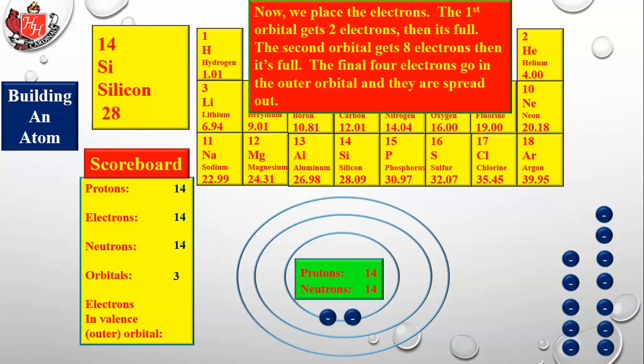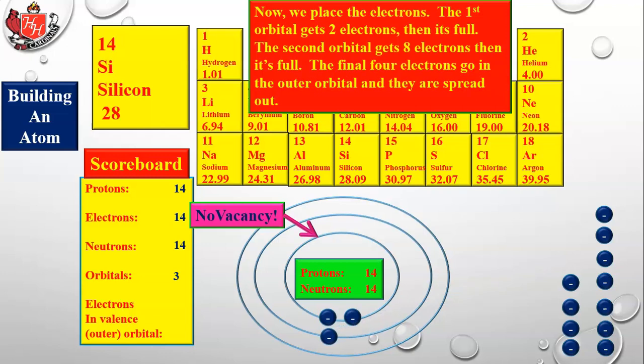Okay, so now we're ready for the second row. It can hold 8 electrons, so watch how I place them. Oh, by the way, the first orbital is now full. No vacancy. You can't put any more electrons there. So now we're going to start with the second orbital. We're going to put the first one there.